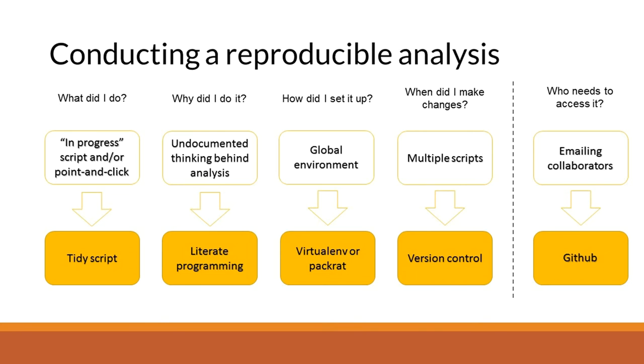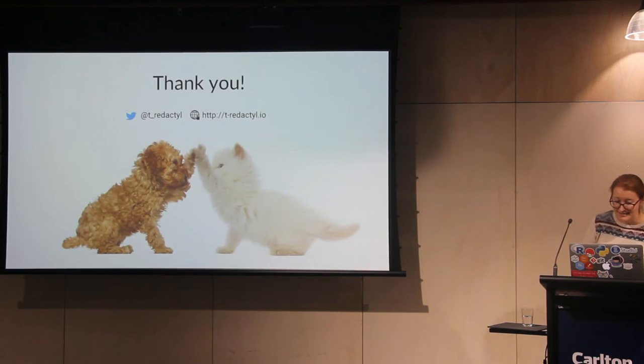In a reproducible analysis, we use code sharing websites such as GitHub to at least get their feedback integrated in things like R Markdown or Jupyter notebooks. And that is it.